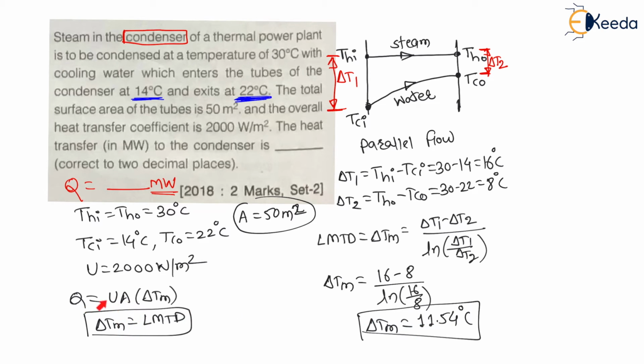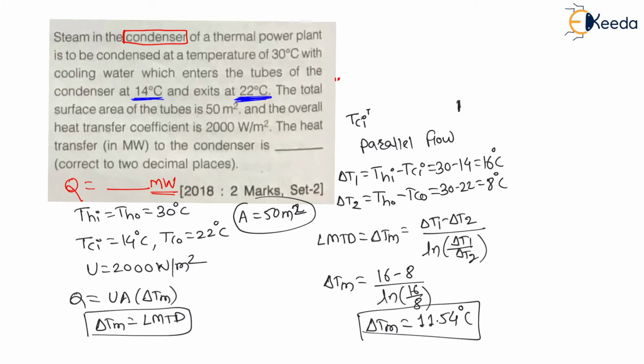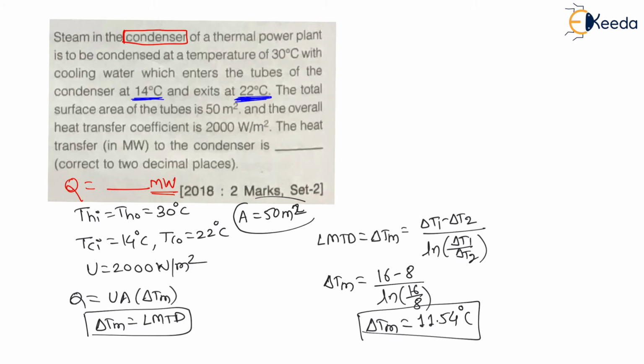Right. Now, my dear students, once you calculate this LMTD, let us put this LMTD in the formula to find heat transfer. Therefore, let us find this heat transfer now, as you have calculated LMTD. Now, my dear students, heat transfer is nothing but UA delta Tm. Therefore, let us write down this formula. Q is equal to UA delta Tm, LMTD. U is nothing but 2000, into area is 50, delta Tm is 11.54.